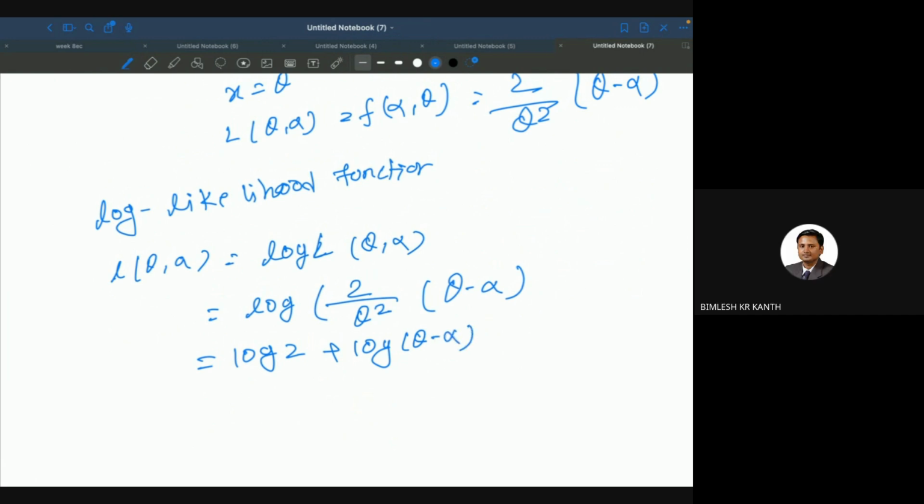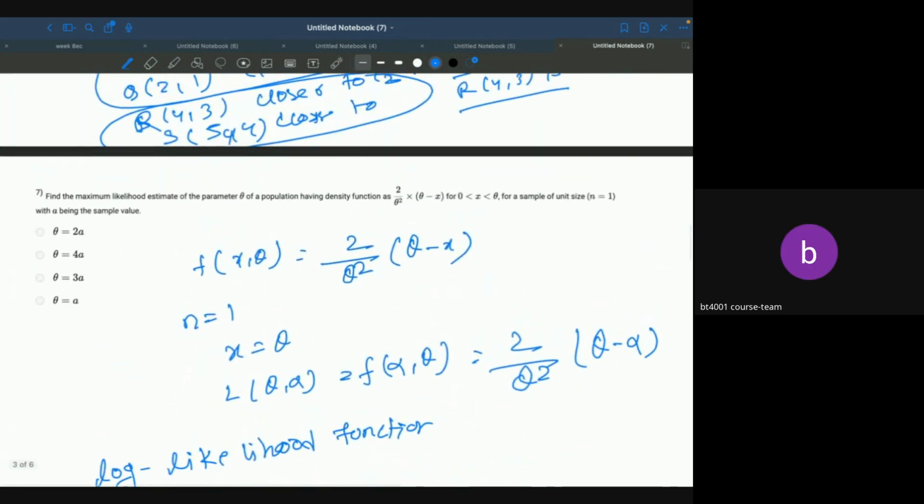N equal to 1 means there is only one data point. Yeah, there is one data point. And this function for theta is given. Assume x equal to alpha, right? No, it's asking for the maximum likelihood estimate of parameter theta of a population with this density function. So you have to calculate theta equal to 2a, theta equal to 4a, or something like that.